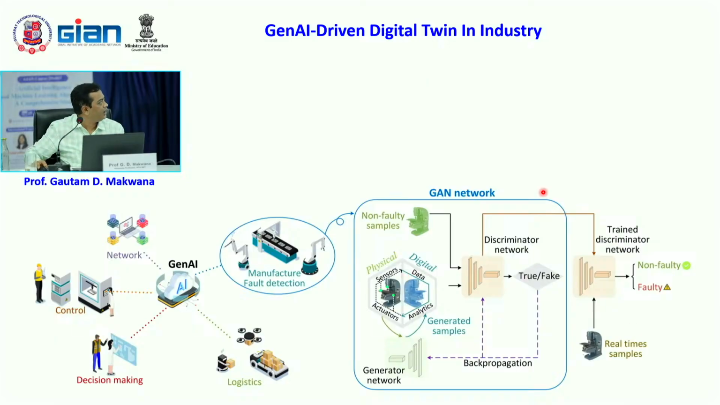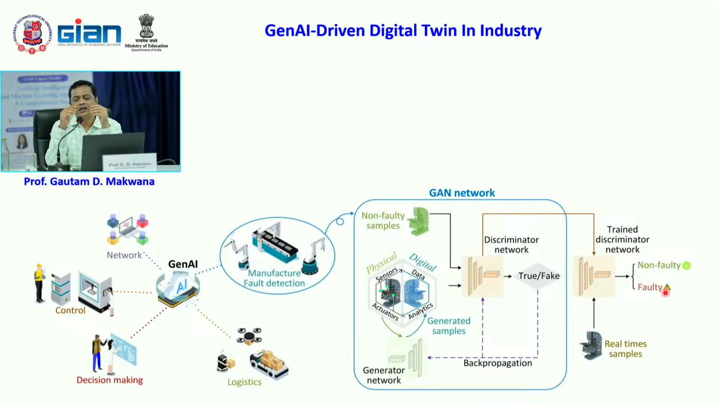So here it is regarding manufacturing fault detection. It is made of GAN networks, with non-faulty samples and the physical digital data generated samples, and with the help of a generative adversarial network, you can train discriminator networks to tell whether a product is faulty or not faulty. Any product is either faulty or not faulty.